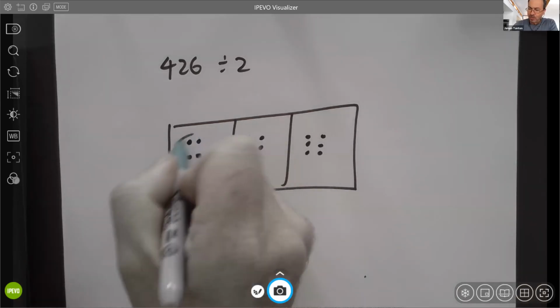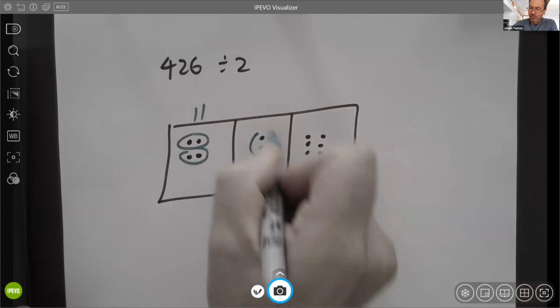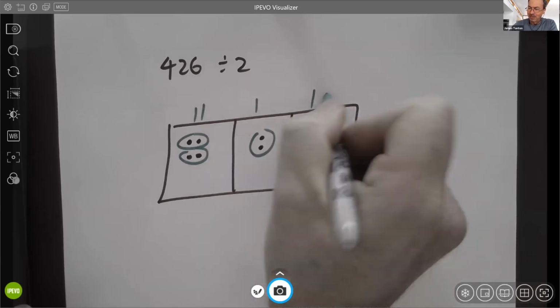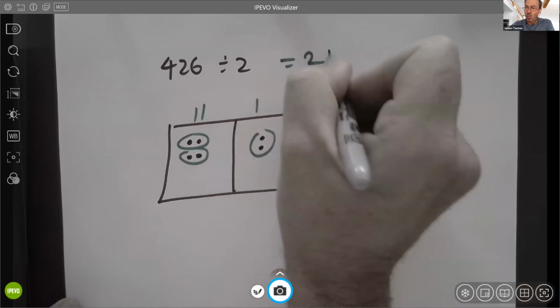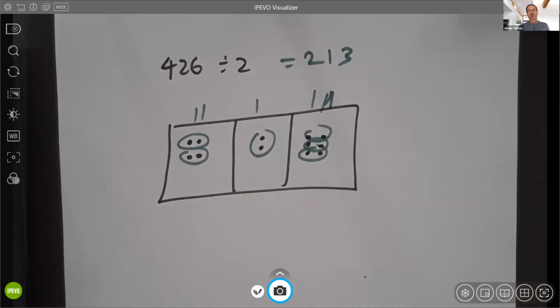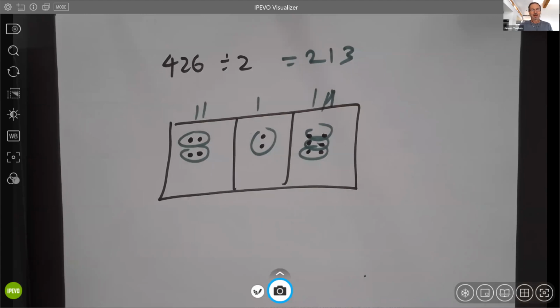Yes. Here's a group of 2. Here's a group of 2. Here's a group of 2. Yes, it really was 2 dots, 1 dot, and 3 dots that got doubled. By looking for groups of 2, I can see it really was 213 got doubled.